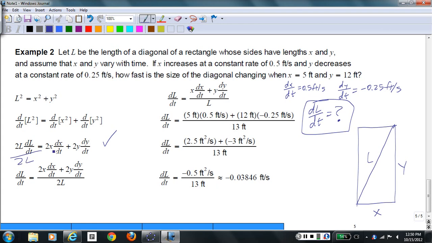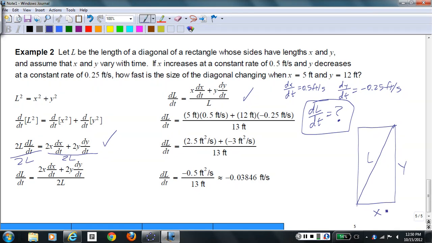So you can see what I did. Divide that by 2L, divide that by 2L, and on the right-hand side, each term in the numerator has a factor of 2, the denominator has a factor of 2, so divide both the numerator and denominator by 2 and erase all the 2's, and it looks like this. And we substitute the given information into the numerator.